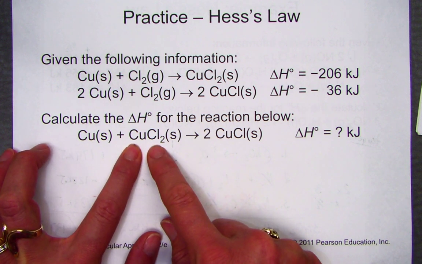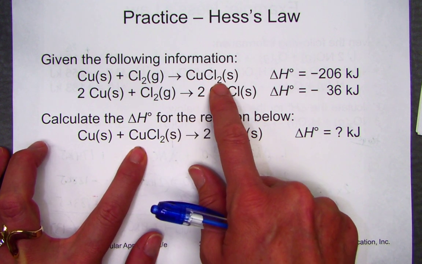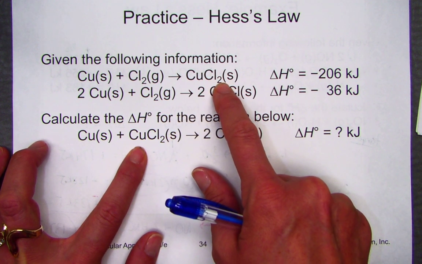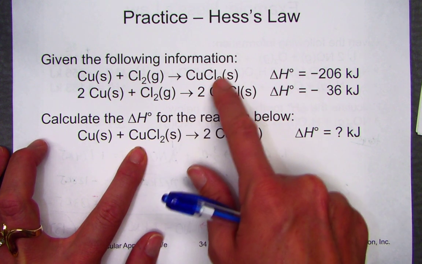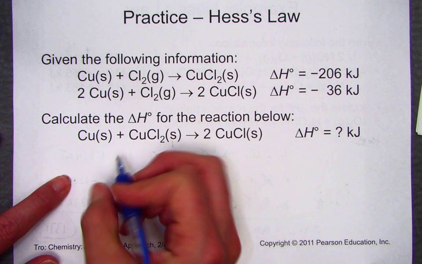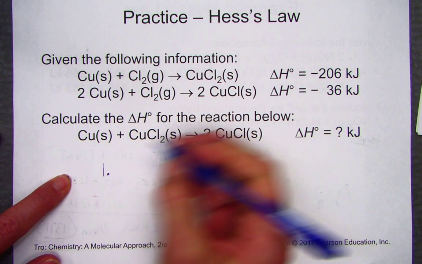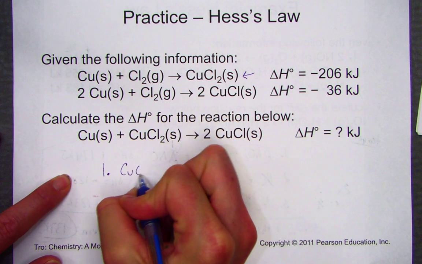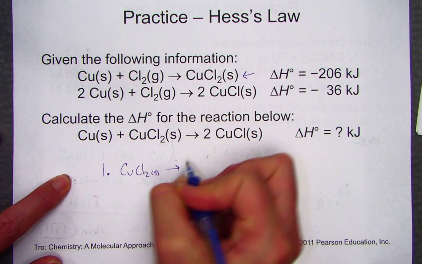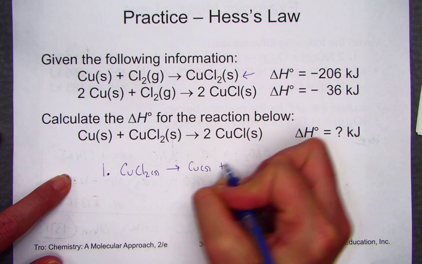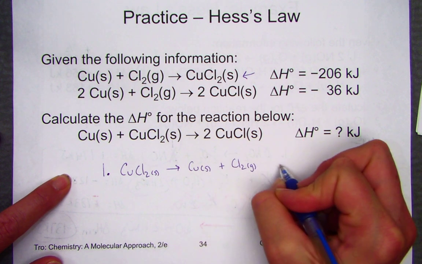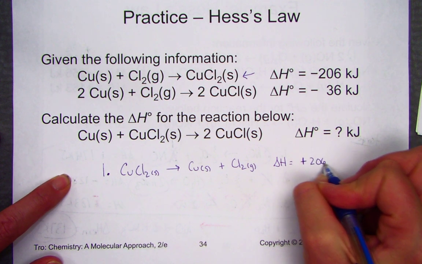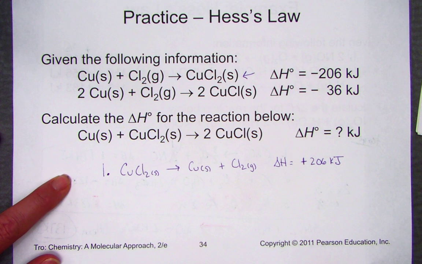Here is copper 2 chloride as a solid, and that particular reactant is in a unique position. Only one of them appears, and it's in the first equation. I like how many I have, but it's on the incorrect side of the arrow. So I think what I'm going to do is rewrite this first equation and flip its direction. So CuCl2 as a solid will go to Cu as a solid and Cl2 as a gas. Since I flipped the direction, the delta H goes from negative to positive 206 kilojoules of heat.